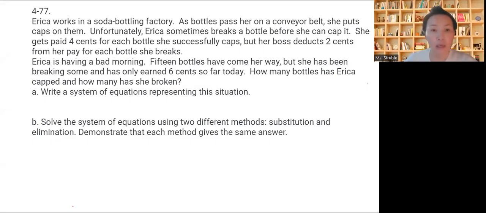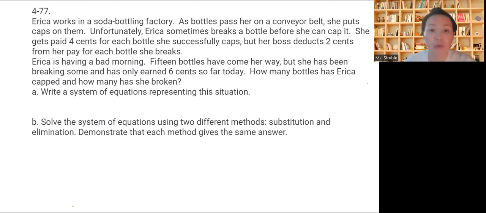Okay, Erica works in a soda bottling factory. As bottles pass her on a conveyor belt, she puts caps on them. Unfortunately, Erica sometimes breaks a bottle before she can cap it. She gets paid 4 cents for each bottle she successfully caps, but her boss deducts 2 cents from her pay for each bottle she breaks.